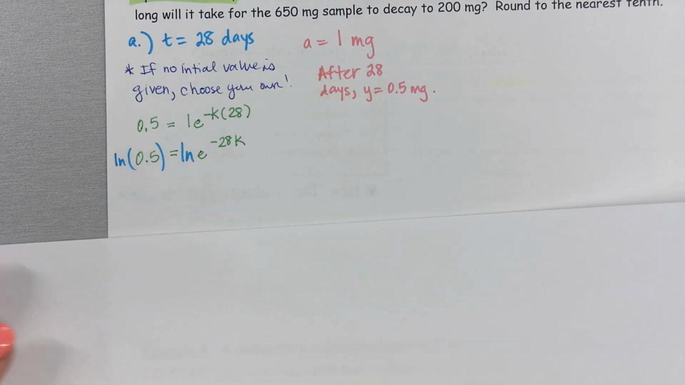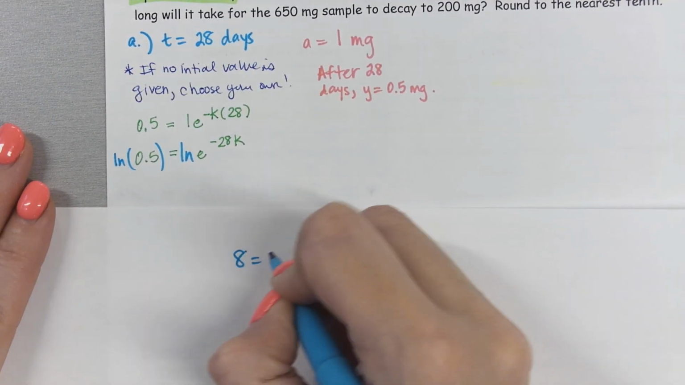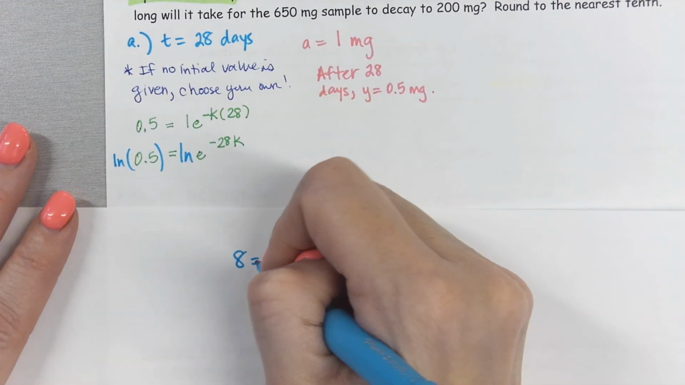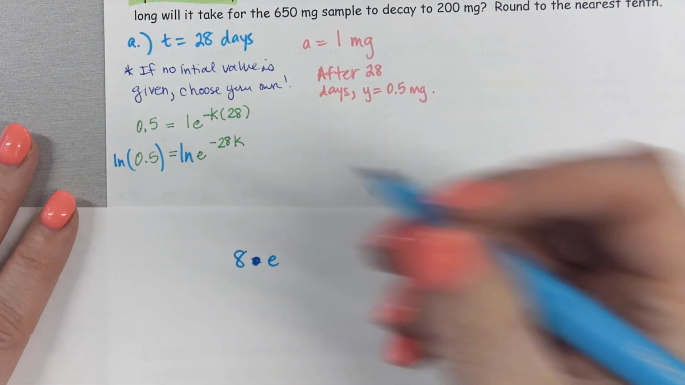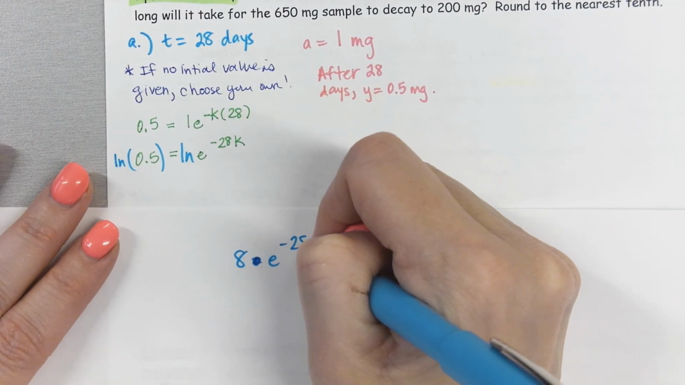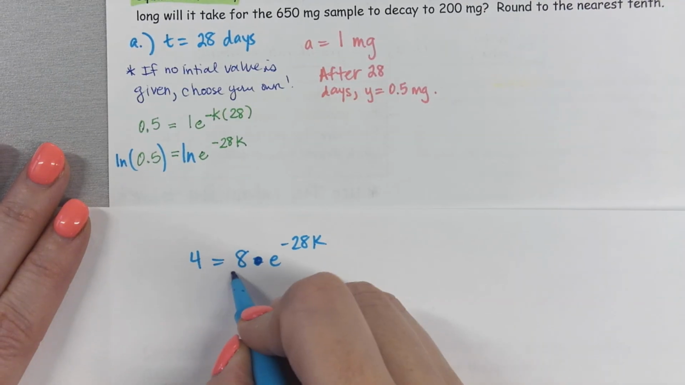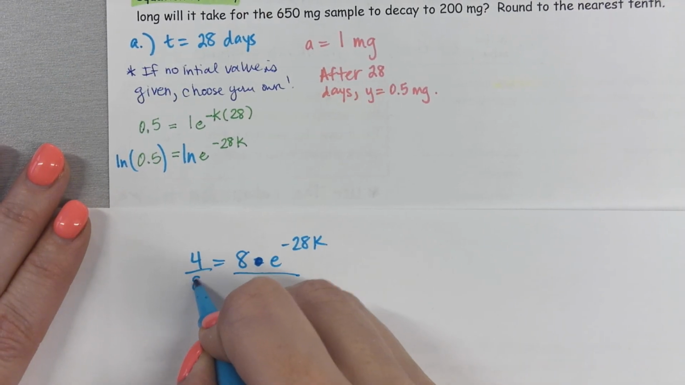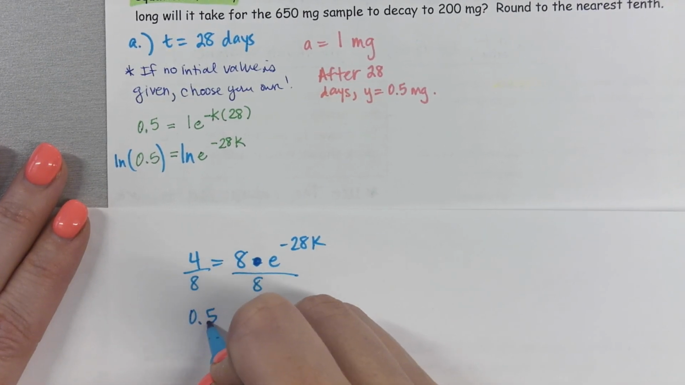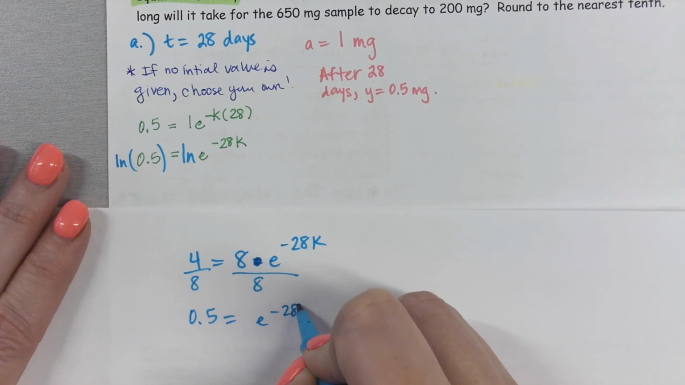Okay, so let's say you picked my favorite number, 8, and you started with 8, okay? Then the half-life would be... After 28 days, how much would you have left? 4. Okay, so then when you did this, your first step would be to divide by 8. 4 divided by 8 is 0.5. See how you're at the same place?